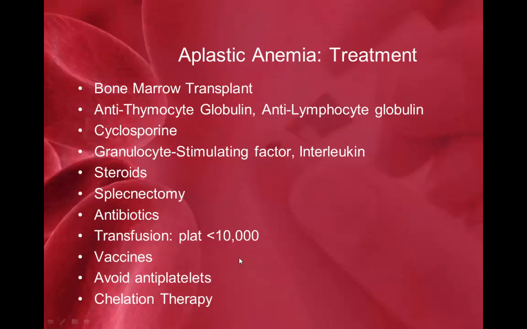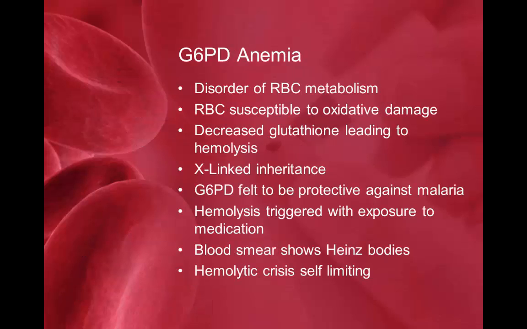The treatment is basically you could give anti-thymocyte globulin, you could give anti-lymphocyte globulin, you could give hematopoietic cell transplantation, cytokines, you could give corticosteroids such as prednisone. You could give vaccinations and chelation therapy as well because it's a type of hemolytic anemia.